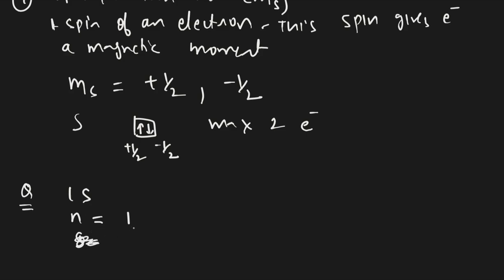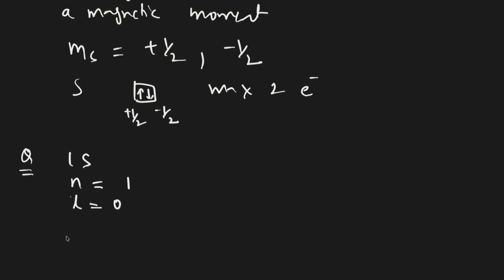So in this case, the next quantum number, that is the azimuthal quantum number, would be 0, right? And what about the magnetic quantum number, ml? It will be again 0, right? And what about the ms? That is the spin quantum number. So that will be plus half and minus half.